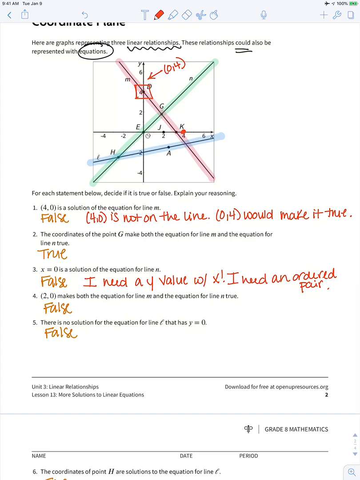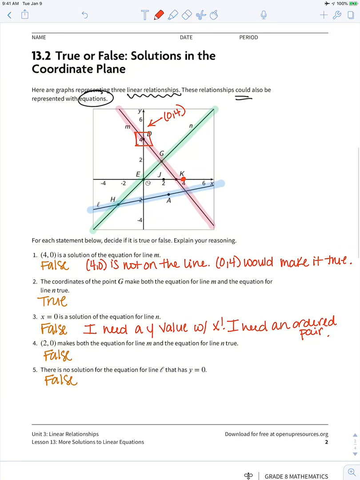Okay, going into number 4, (2, 0) makes both the equation for line m and the equation for line n true. So (2, 0), let's take a different color here. (2, 0), which is right here, doesn't fall on either of those lines. What does fall on the line is point G, which is (2, 2). So (2, 2) would make it true. But (2, 0) doesn't fall on the line.